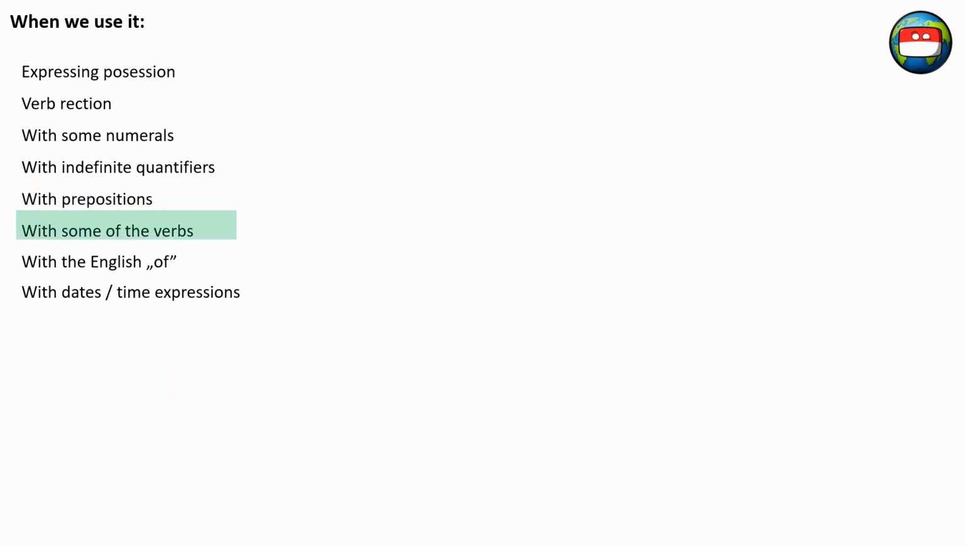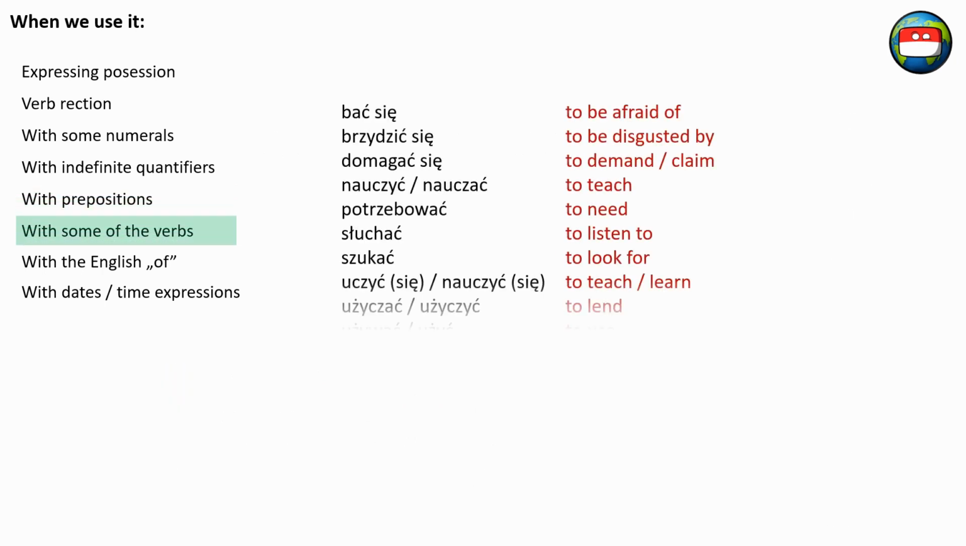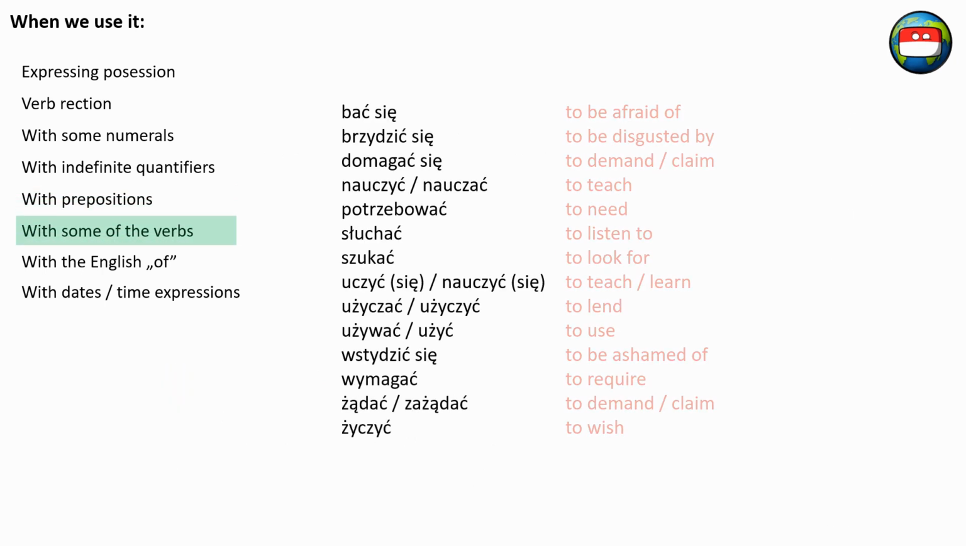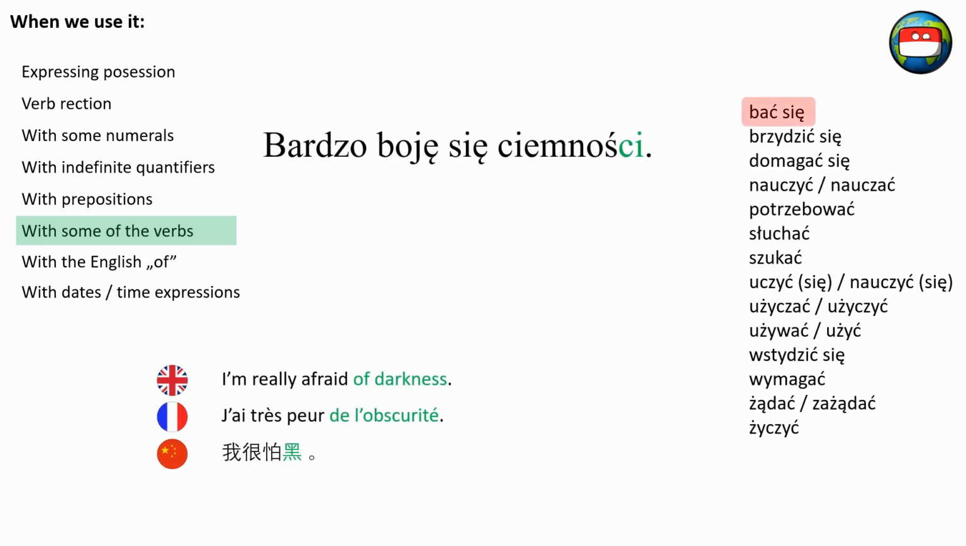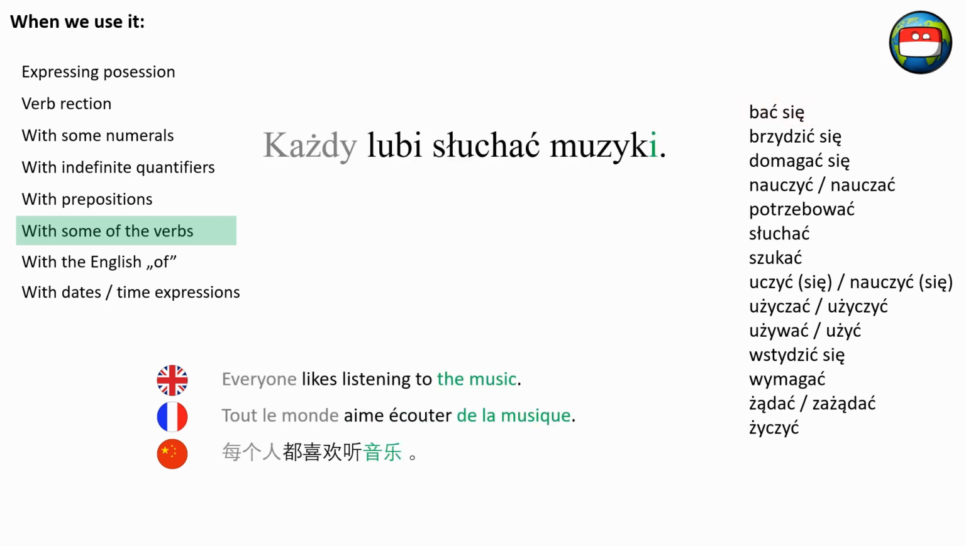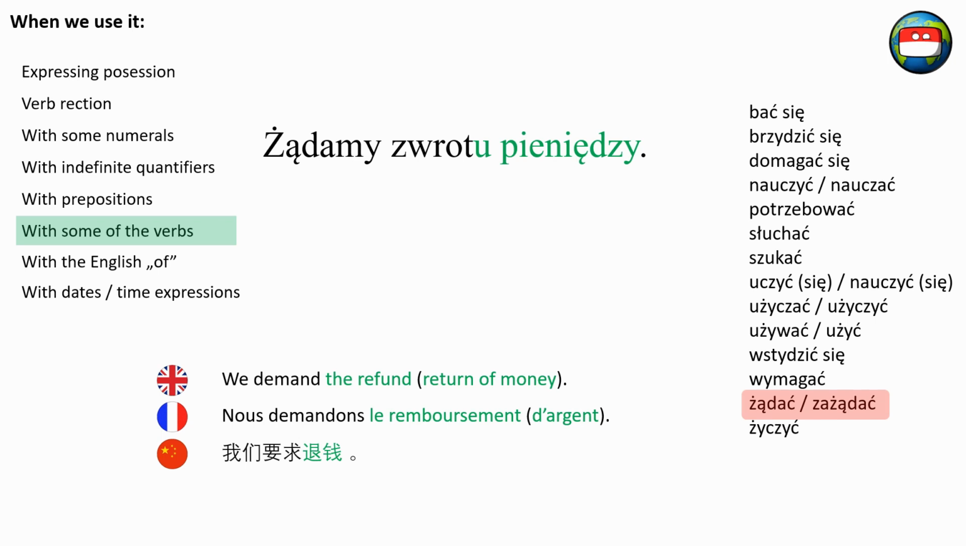Next we have the verbs. Here I will present only some of them that came to my mind. Let's see 3 of them. Bardzo boję się ciemności. Każdy lubi słuchać muzyki. Żądamy zwrotu pieniędzy.